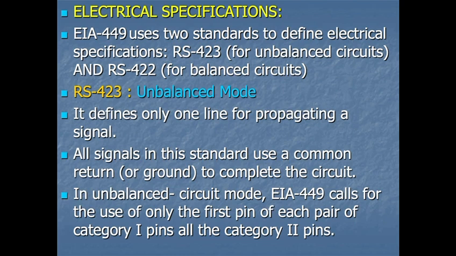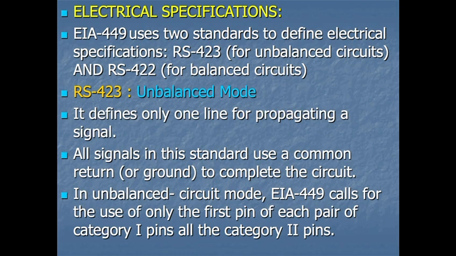Electrical specifications, EIA 449. It uses two standards to define electrical specifications: RS 423, for unbalanced circuits, and RS 422, for balanced circuits. RS 423, unbalanced mode. It defines only one line for propagating a signal. All signals in this standard use a common return, or ground, to complete the circuit.